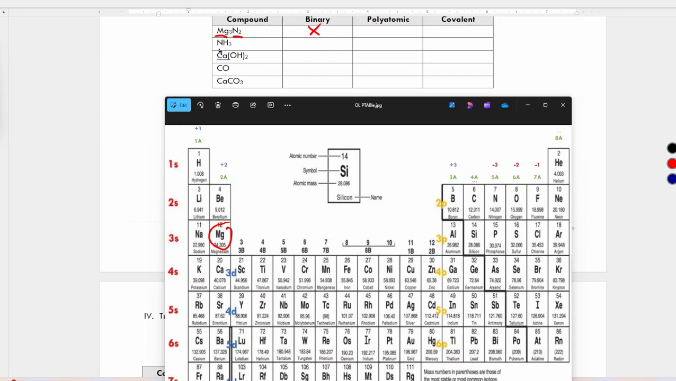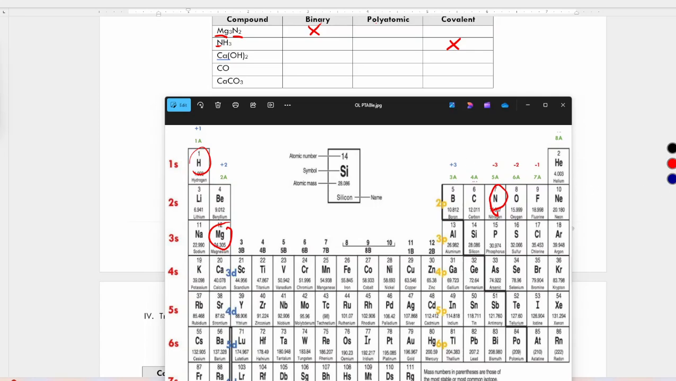All right, this next one, NH3. This is called ammonia, not ammonium, ammonia. So N is right here. H is right here. We know H is a nonmetal. We know N is a nonmetal. Two nonmetals together, that's covalent.